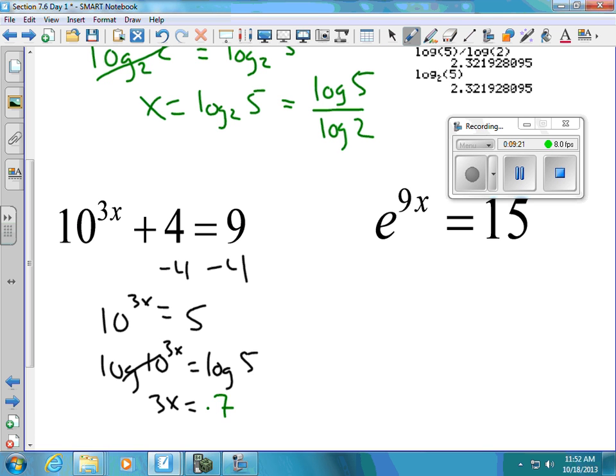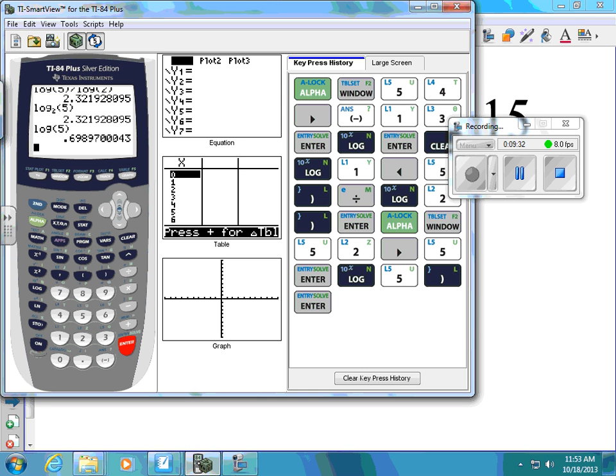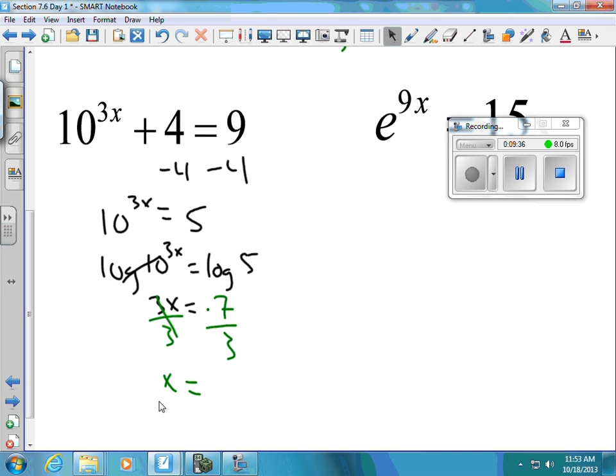Now that's not our answer because we have this 3 in front of x, so now we have to divide both sides by 3. And x equals, I left it on my calculator, I can just hit divide by 3, 0.232, or just approximately 0.23.